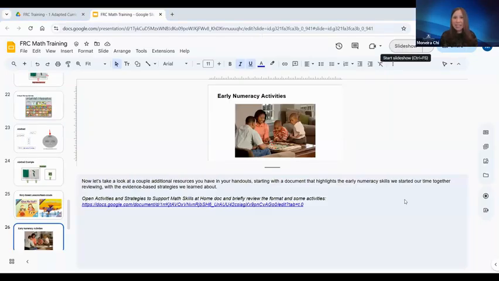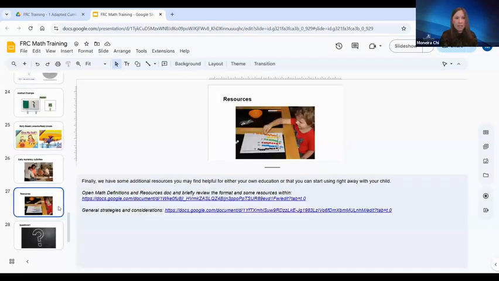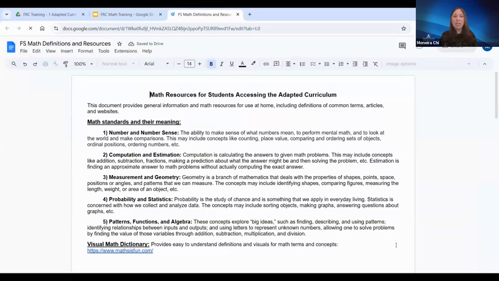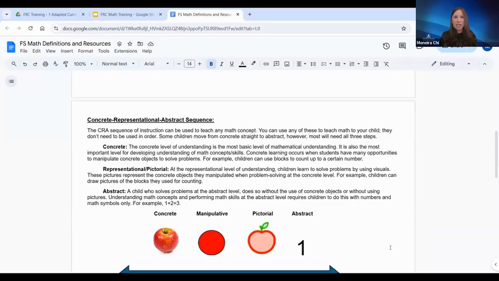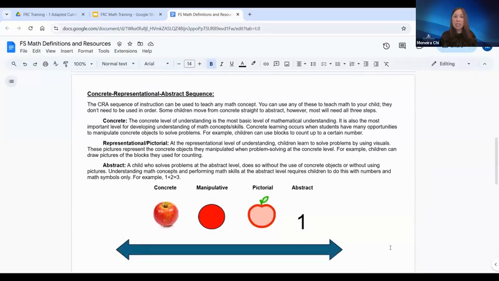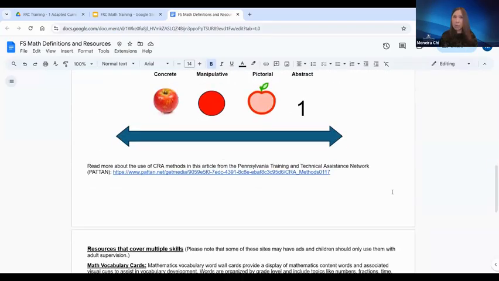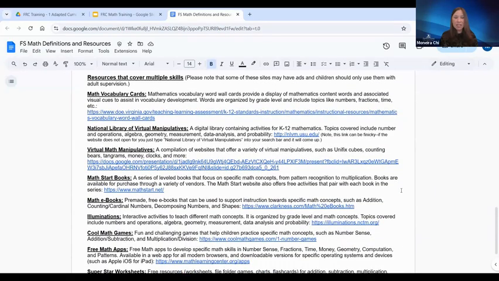As I mentioned, tons and tons of other resources in your handouts. Sorry to keep going back and forth on you all. Here are some of those additional resources. This one right here goes over definitions of each of the topics that we discussed, so all of those math standards and their meanings. Here's a description of the concrete representational abstract sequence. Here's an article where you can learn more about it. And then resources that cover a variety of different skills.